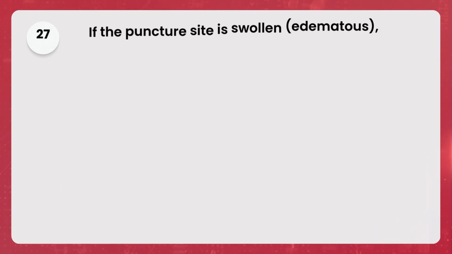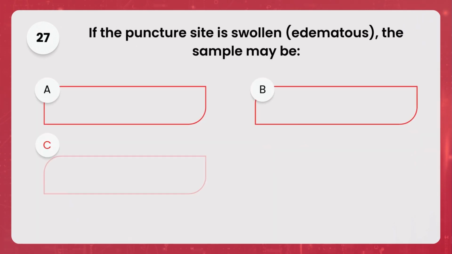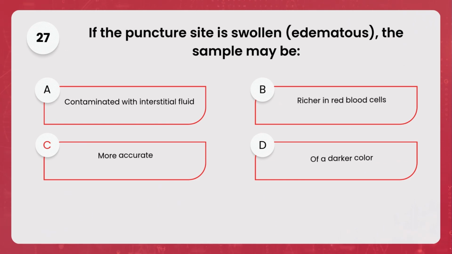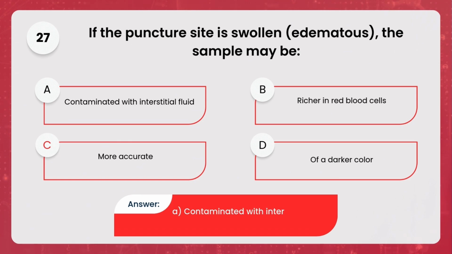Number 27. If the puncture site is swollen, edematous, the sample may be A, contaminated with interstitial fluid, B, richer in red blood cells, C, more accurate, D, of a darker color. The answer is A, contaminated with interstitial fluid.